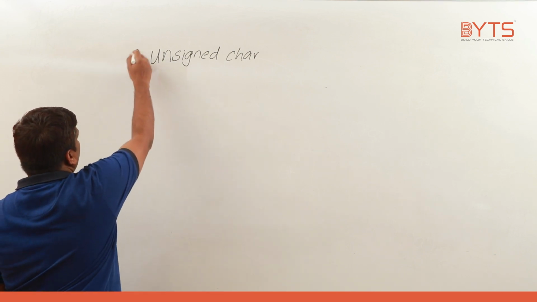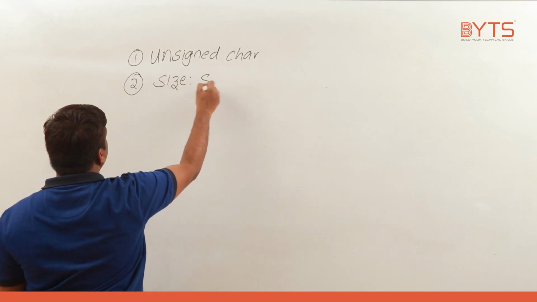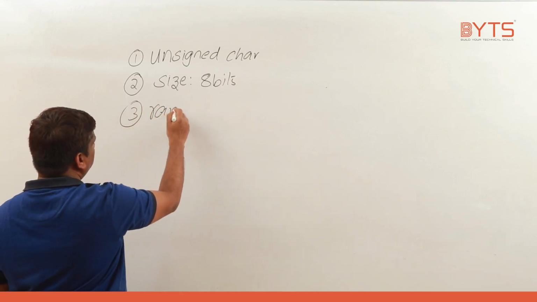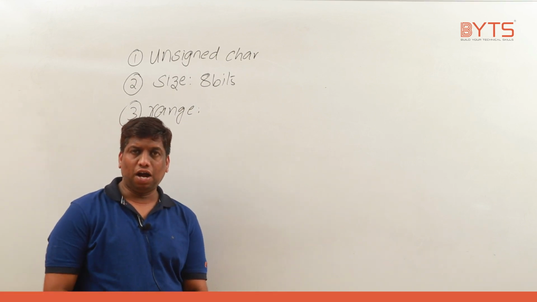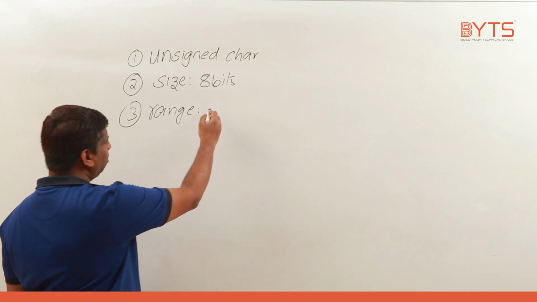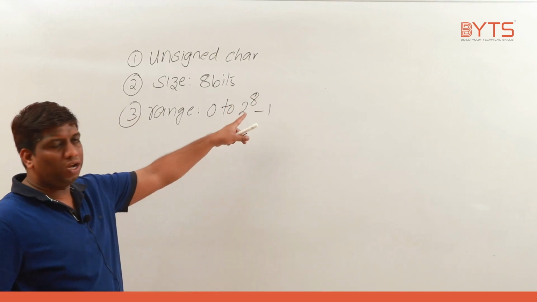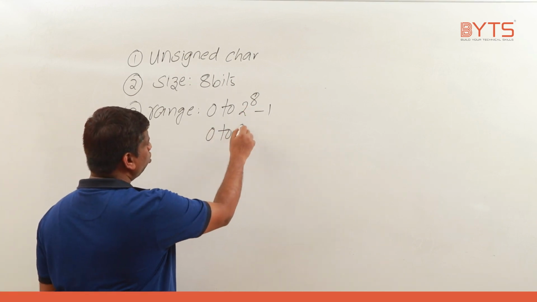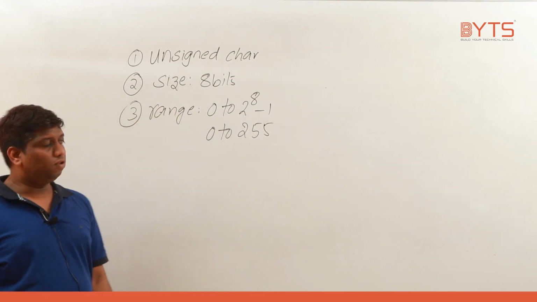Now, the second point is size. Size is 8 bits. What is the range? The range will be like we already discussed. If we have an unsigned data type, the range will be 0 to 2 power n minus 1. Here the value of n is 8, so 0 to 2 power 8 minus 1. What is the value of 2 power 8? 256. 256 minus 1 is 255. So the range is 0 to 255. What is the range of unsigned char? 0 to 255.